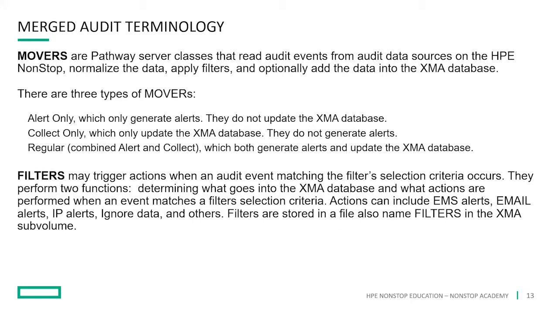Now, there are 3 types of movers. And again, the default is an alert and collect mover, but we also have movers that can alert only. They read off a data source and then they just write an EMS message, generate an email, do something else, but they don't write anything to the database. And then we have the opposite version of that, the collect only mover, which just collects data from the audit source and writes directly into the Merged Audit database. Those are uncommon, but they're available. Most customers use the regular combined mover, which both generates alerts and writes to the database. There's no reason you have to have one or the other or a mix of all 3. It's completely up to you.